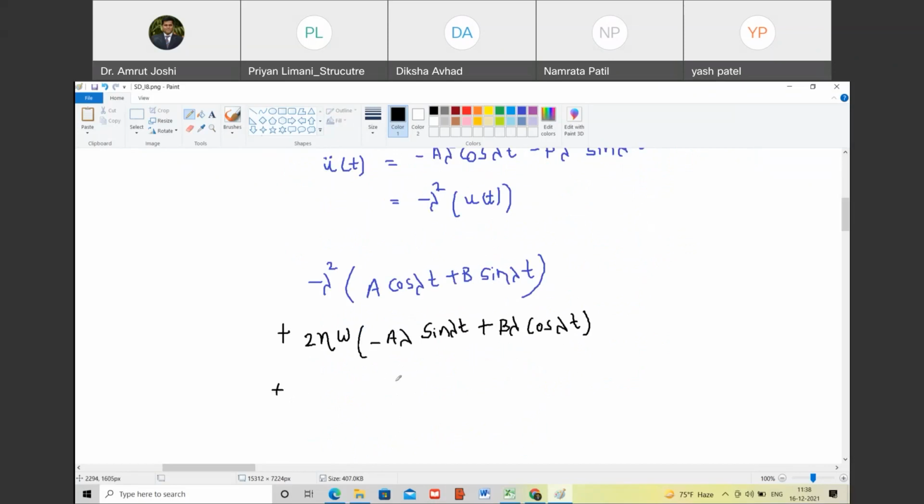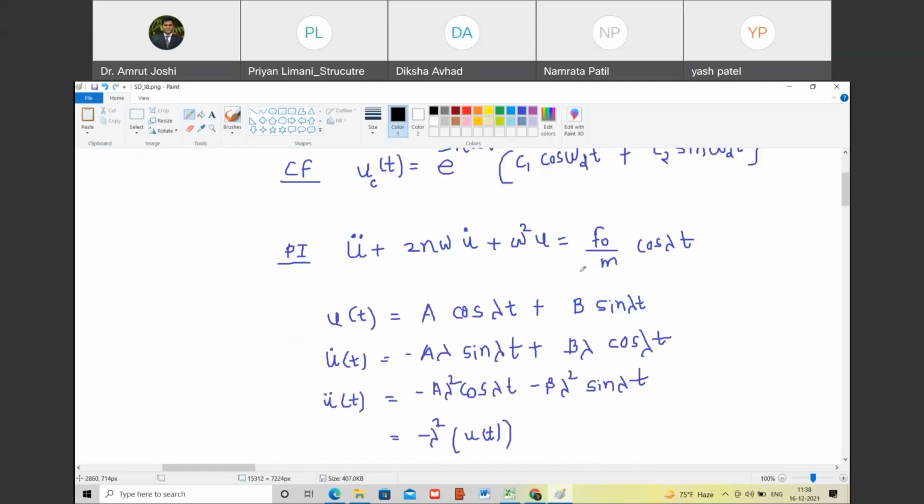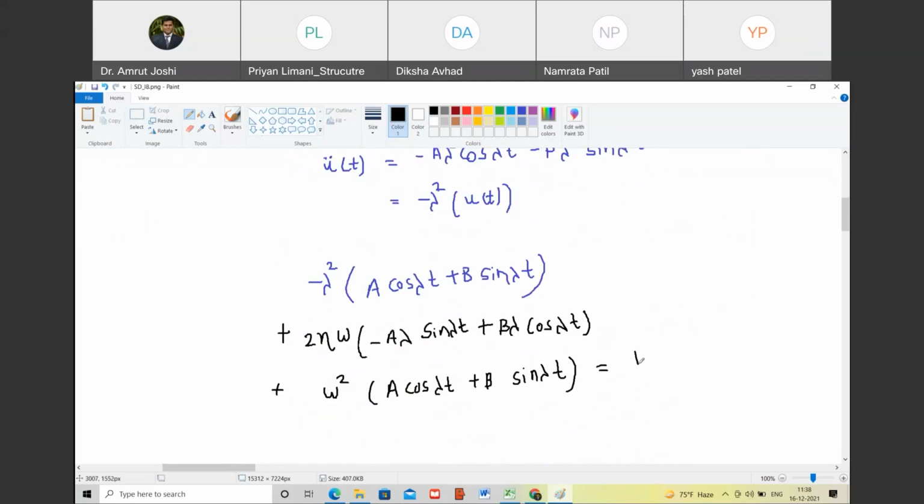चलो प्लस तीसरा टर्म क्या है? Omega square into a cos lambda t plus b sin lambda t. Happy? This must be equal to f0 cos lambda t. Pi, आप find out करने वाले हैं, so it must be equal to f0 upon m cos lambda t. Are you with me? So I will write that it must be equal to f0 upon m cos lambda t plus 0 sin lambda t. Can I write it this way?